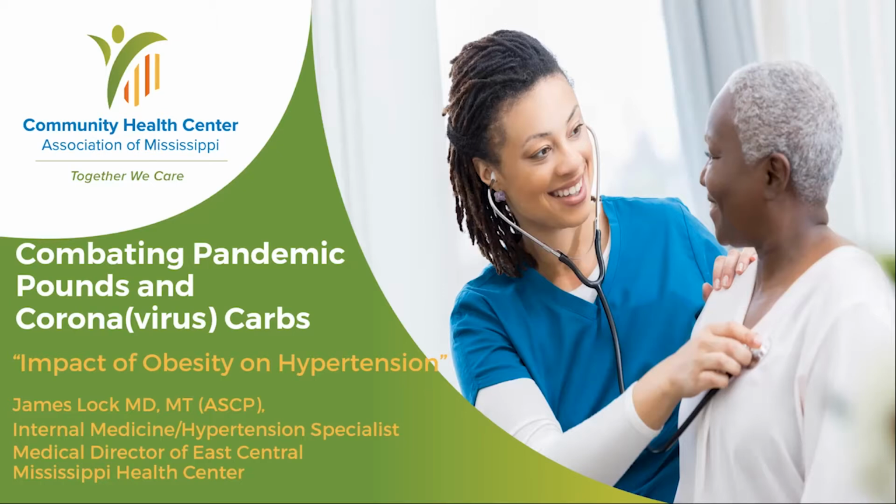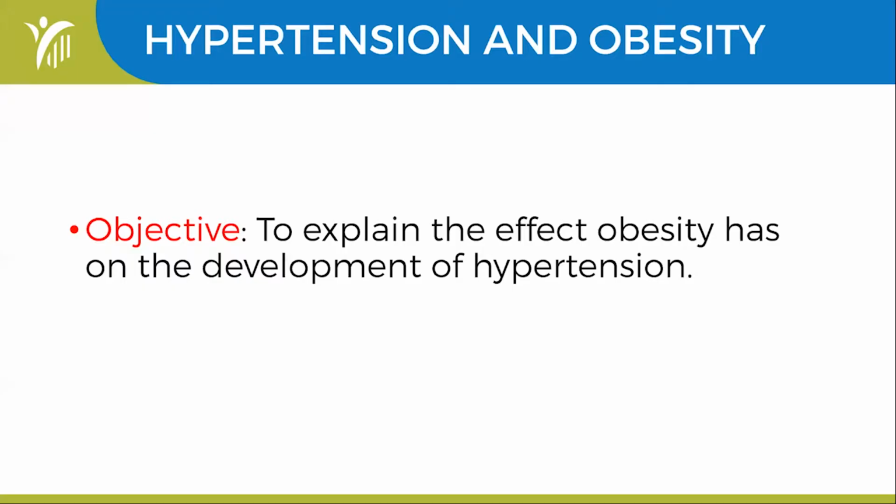What I'll do, most of these slides has what I call something to remind me what I need to talk about and keep me focused. I'll go through those and then I'll just summarize and put it in context so people understand it. So we'll get to the first slide here. The first slide is obviously the objective is to explain the effect obesity has on the development of hypertension. Because I call those two partners in crime because that's what it appeared to be like.